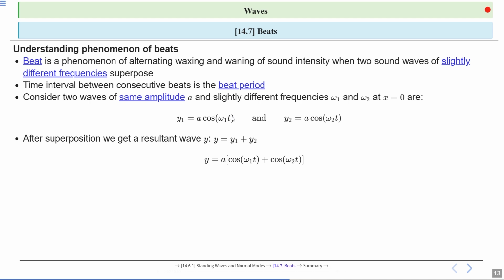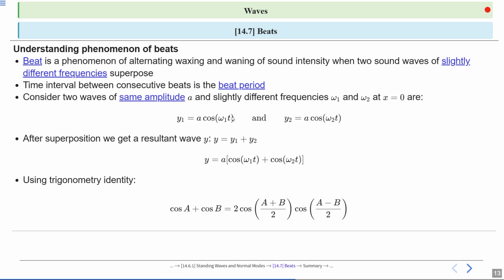This equation represents a wave composed of two cosine waves with different angular frequencies omega 1 and omega 2. The amplitude A is taken common, so y equal to A times cos omega 1 t plus cos omega 2 t. So we are using the trigonometric identity: cos A plus cos B is equal to 2 cos of (A plus B) divided by 2 times cos of (A minus B) divided by 2.